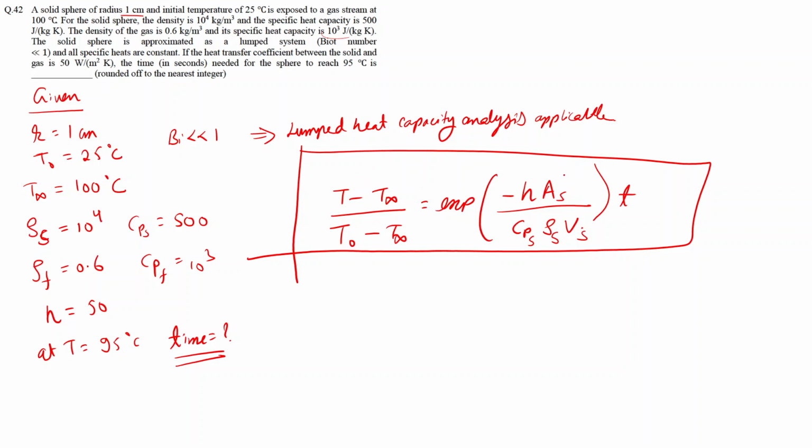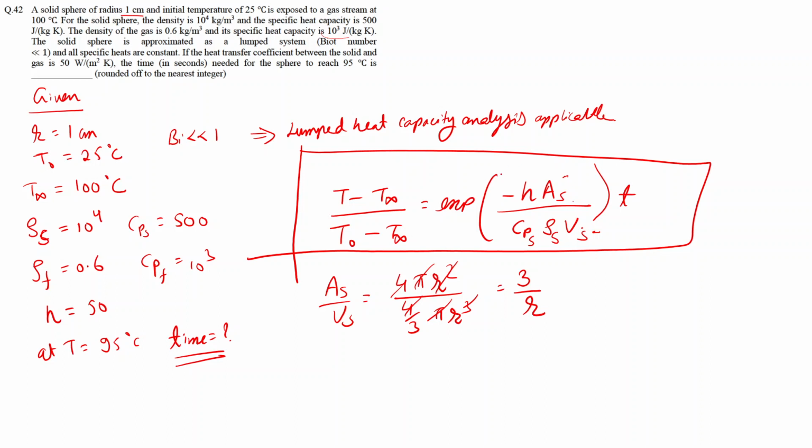Okay, so let's first calculate this term, As upon Vs over here. The surface area of the sphere will be 4 pi r square, whereas the volume of the sphere will be 4 by 3 pi r cube. This will get cancelled out and this will be equal to 3 upon r.